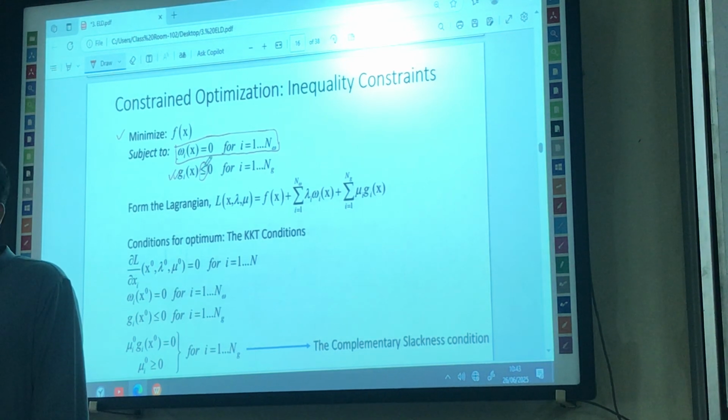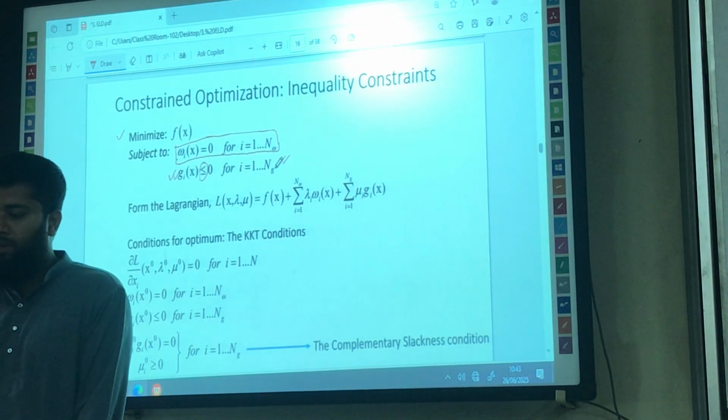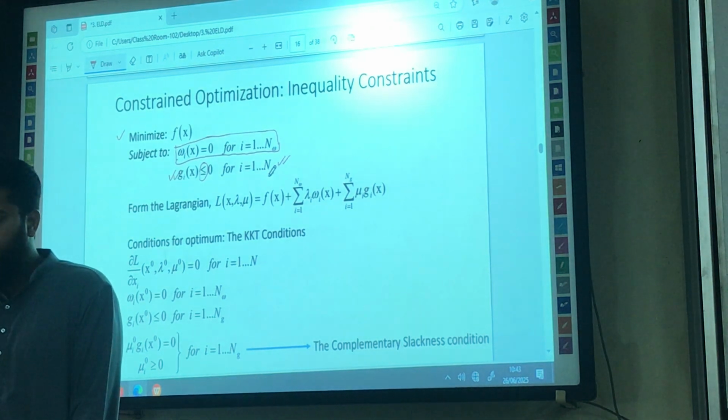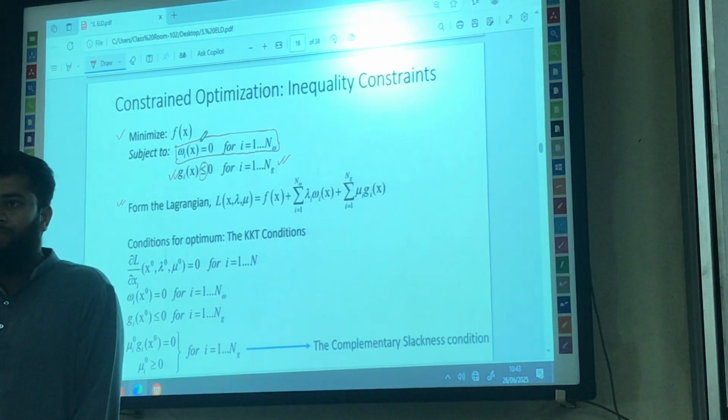We are only considering this symbol, that is less than or equal. Also here there will be n number of inequality constraints. Okay. So the first step is always to form the Lagrangian, because we want to convert this constrained optimization problem into an unconstrained one.